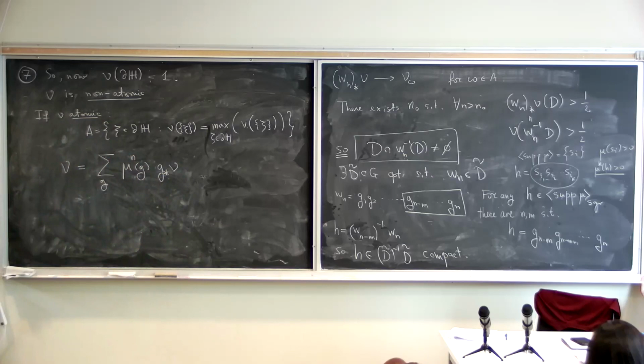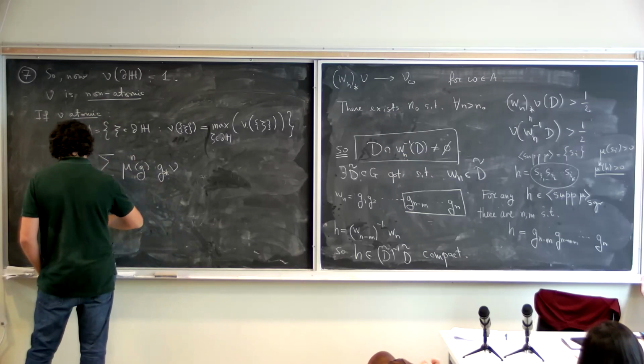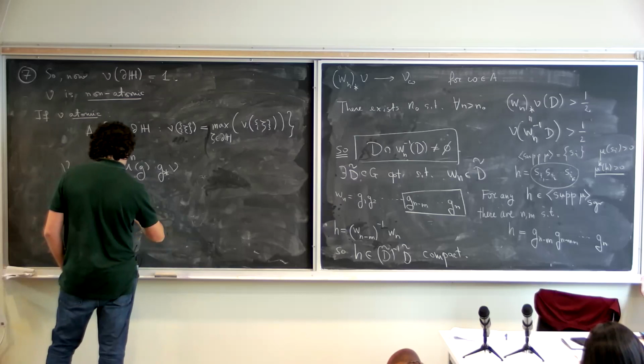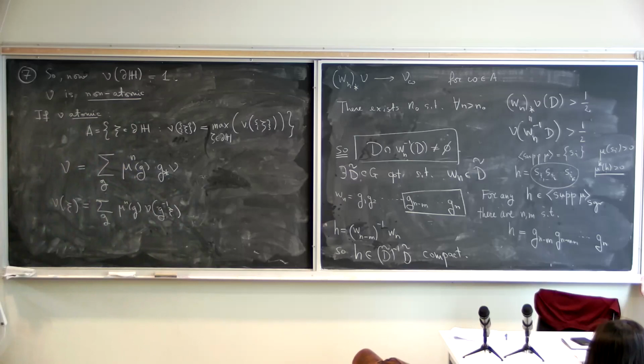And okay, so if we apply the singleton nu of psi, it is a sum over g of mu n g nu of g inverse psi. Why mu n? Because eventually we want to do it for the whole semigroups. So it's the same argument, actually.